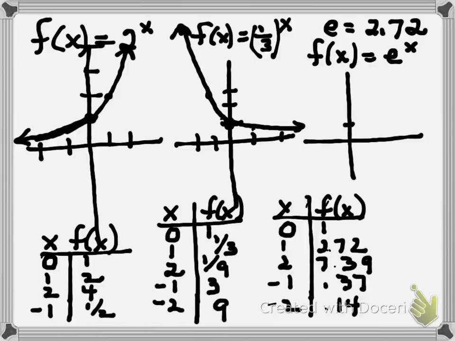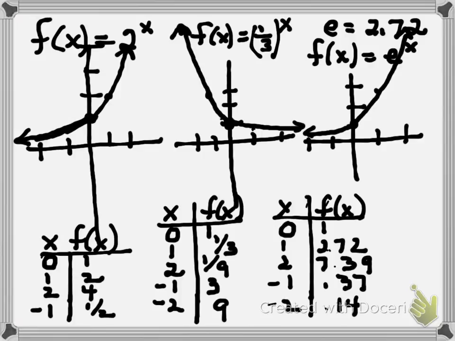So again, we're getting 0, 1. And then we're getting 1, 2.72, and then we're getting a value up here for 2, 7.39. Negative 1, negative 2 are going to take us down this way. It's going to look similar to the graph where we had 2 to the x. It would also look like 3 to the x.